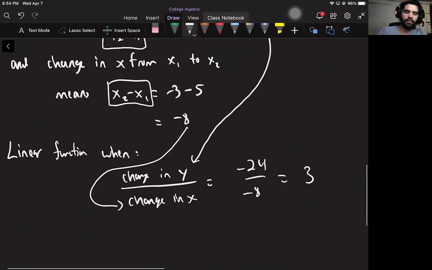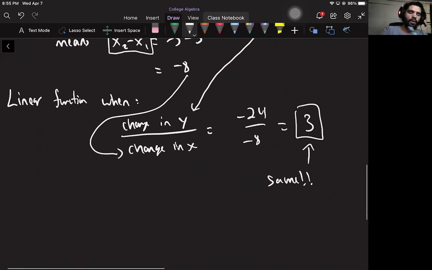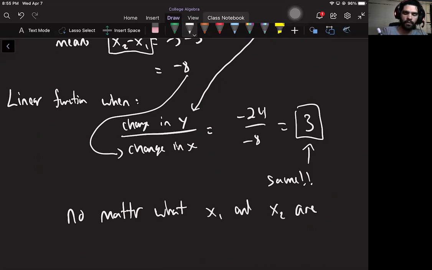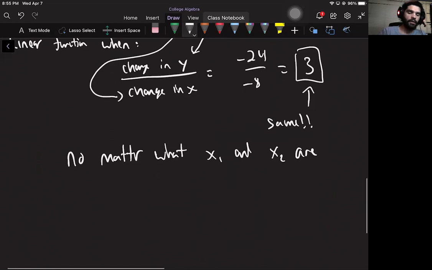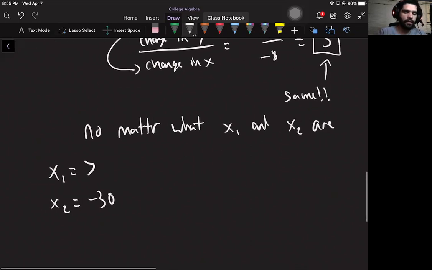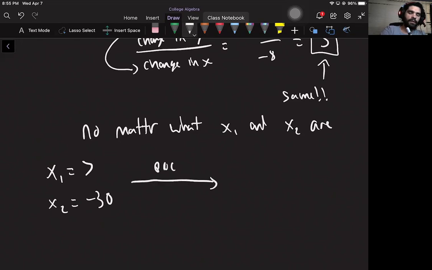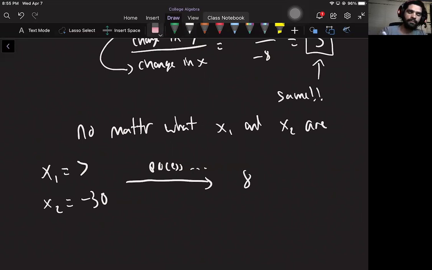Okay, so this will be the same no matter what x's you start with. I chose -3 and 5. If you do it all over again, you'll get the same answer. Pick whatever 2 you want. Obviously, I don't want to do giant numbers like this. It'll take too long. But if you do the same exact process, you'll get 3 again. That's the property of linear functions, that this will always work.